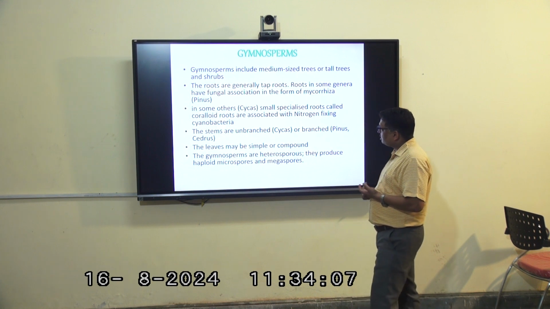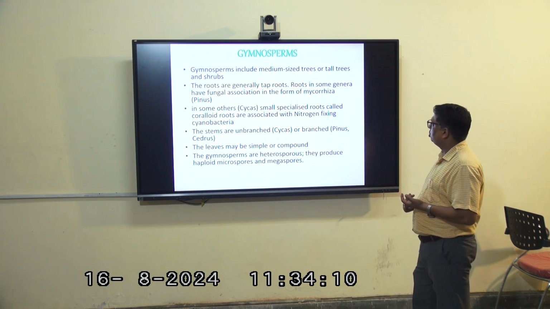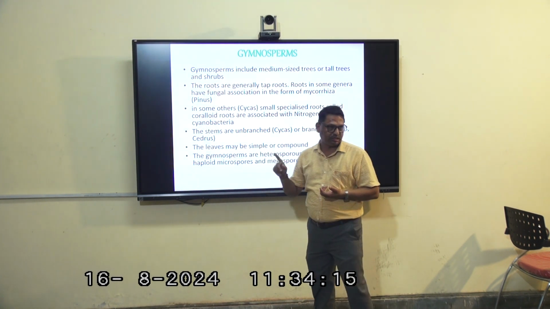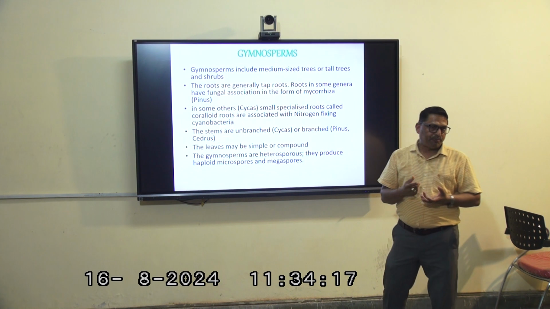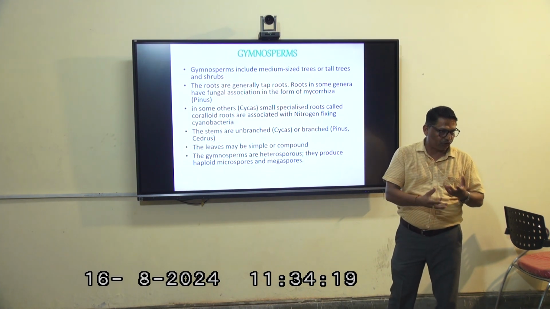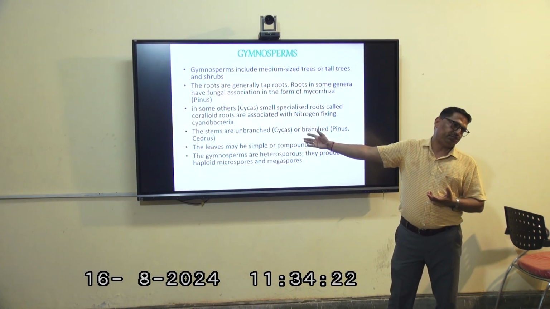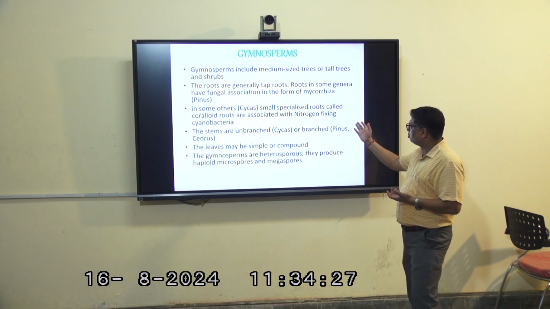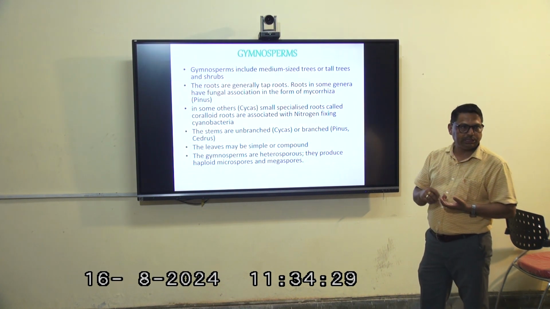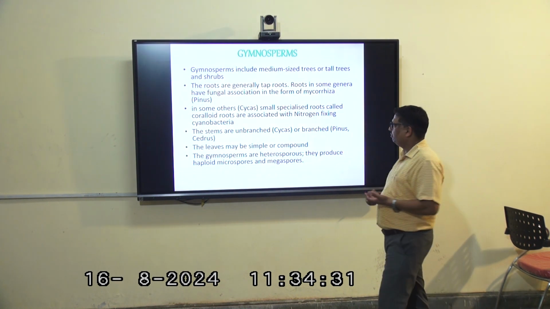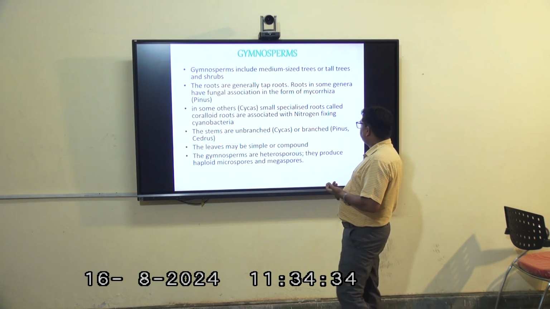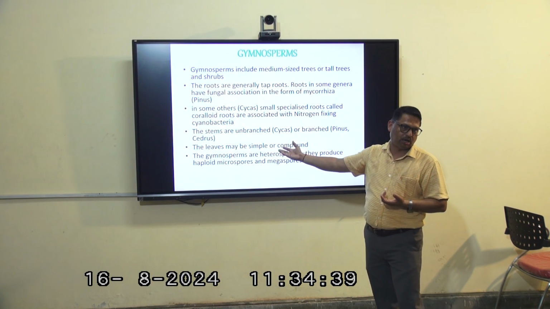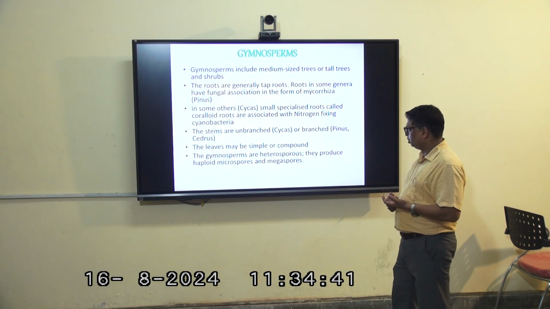Most importantly, first, the roots are generally taproots. Roots in some genera have fungal association in the form of mycorrhizal association. That means with the plant Pinus, they constitute the mycorrhizal association. This is one peculiar characteristic of such plants. In some other cycads, small specialized roots, coralloid roots, are a special type of structure they have, and the coralloid roots are associated with nitrogen-fixing cyanobacteria. This is one very different and very important thing when we talk about gymnosperms.